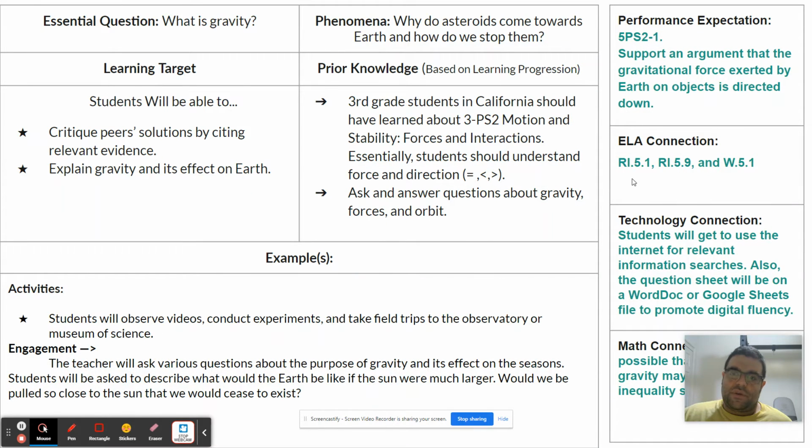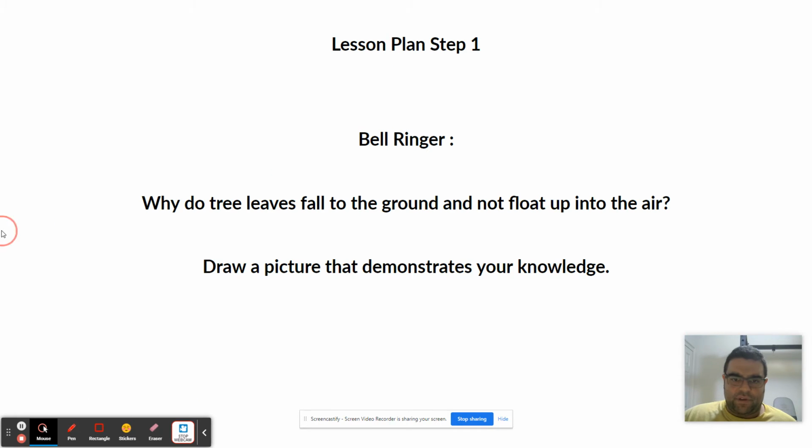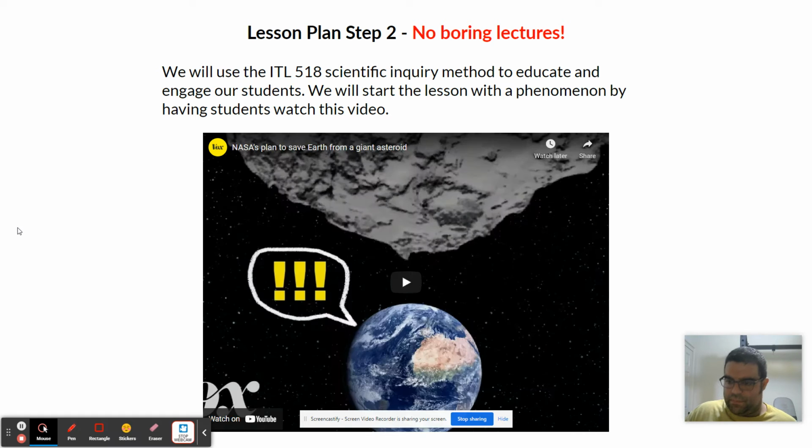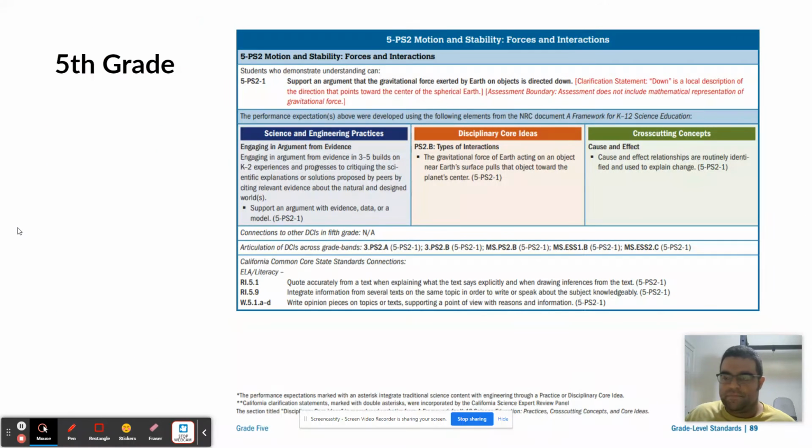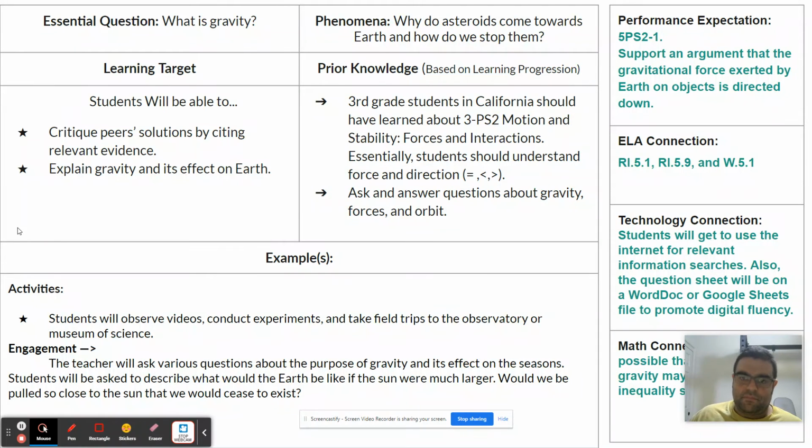So our central question is, what is gravity? We want students to be able to critique peers' solutions by citing relevant evidence, as we just stated. That's our SEP, and it's in our ELA. And then our DCI is going to be basically explaining gravity's effect on Earth.